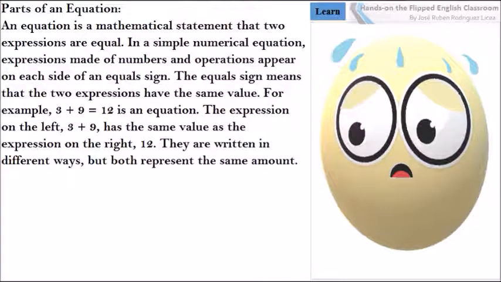Parts of an equation. An equation is a mathematical statement that two expressions are equal. In a simple numerical equation, expressions made of numbers and operations appear on each side of an equals sign. The equals sign means that the two expressions have the same value. For example, 3 plus 9 equals 12 is an equation. The expression on the left, 3 plus 9, has the same value as the expression on the right, 12. They are written in different ways, but both represent the same amount.